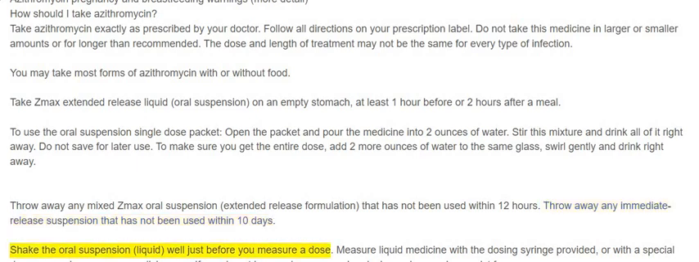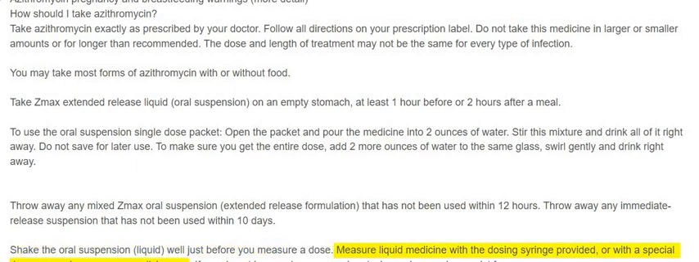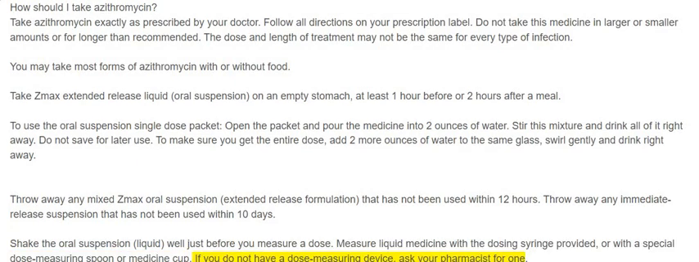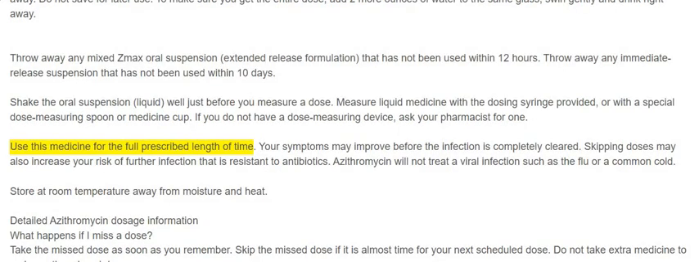Shake the oral suspension, liquid, well just before you measure a dose. Measure liquid medicine with the dosing syringe provided, or with a special dose measuring spoon or medicine cup. If you do not have a dose measuring device, ask your pharmacist for one. Use this medicine for the full prescribed length of time. Your symptoms may improve before the infection is completely cleared. Skipping doses may also increase your risk of further infection that is resistant to antibiotics. Azithromycin will not treat a viral infection such as the flu or a common cold. Store at room temperature away from moisture and heat.